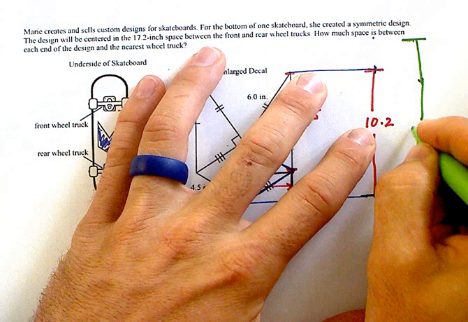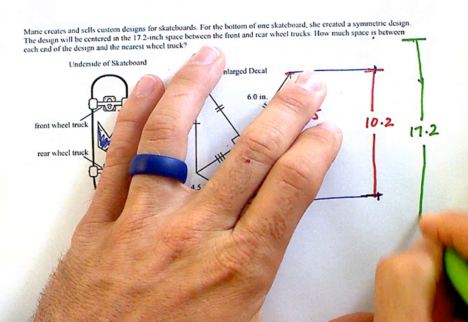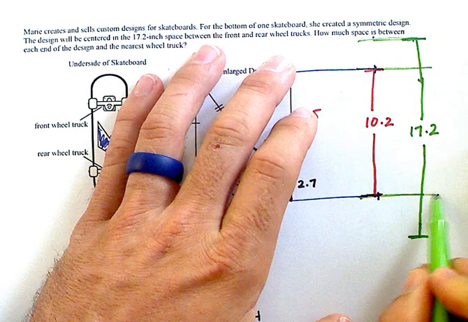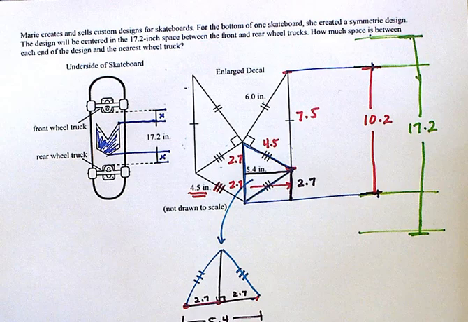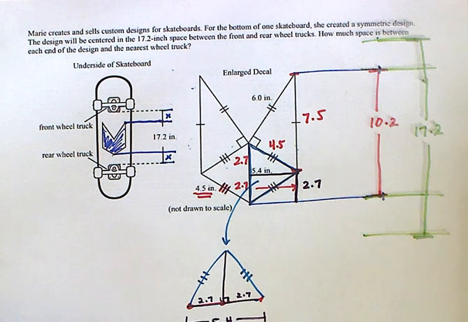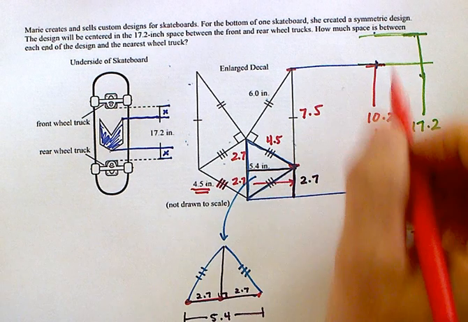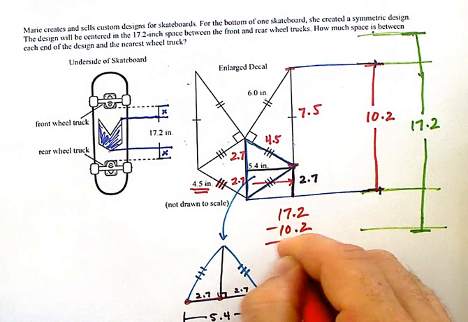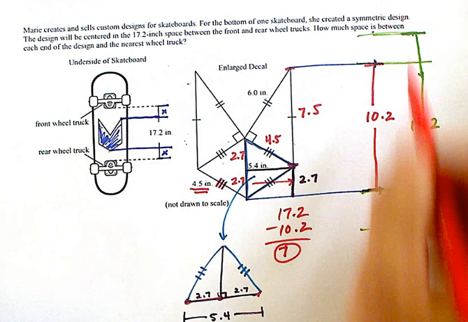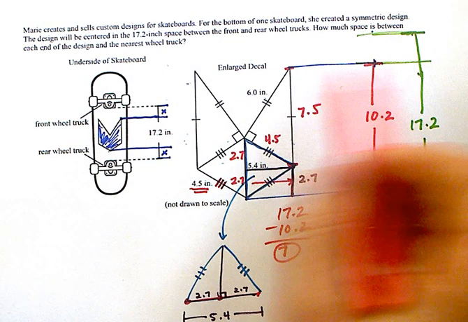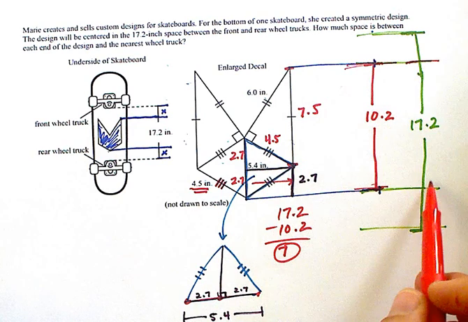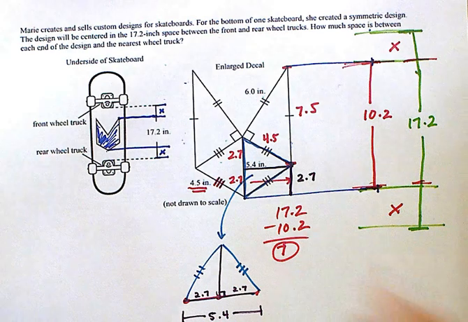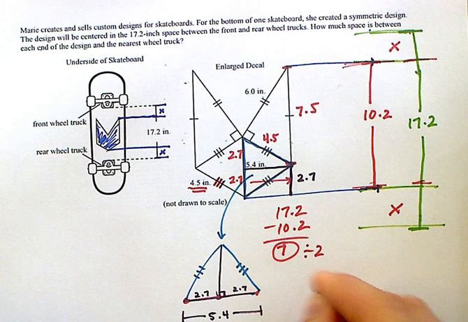Now I know in between the trucks was 17.2. So if I want to find the difference there for these 2 spots here, one thing I could do is say, okay, let me do 17.2 minus 10.2, and that gives me 7. Now, does that mean each of these is 7? No, that means the difference between this and this is 7. So I actually need to split it up into 2 pieces. So let me take the 7, divide that by 2, and I would get a 3.5.